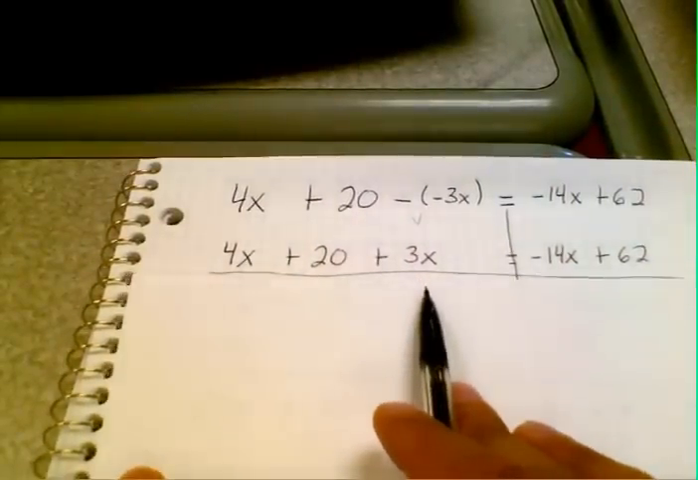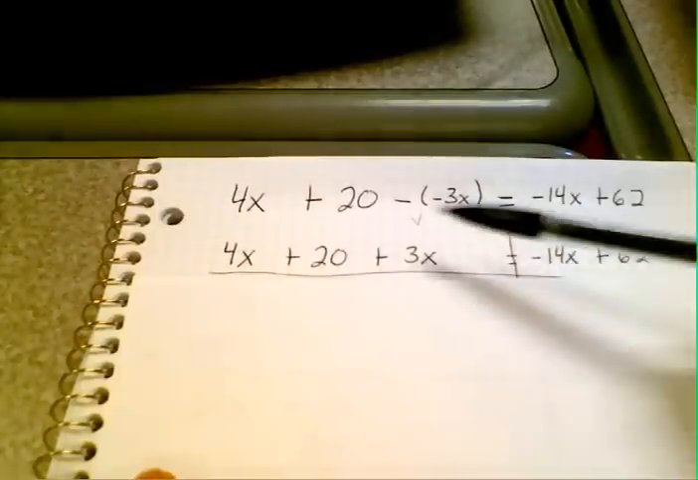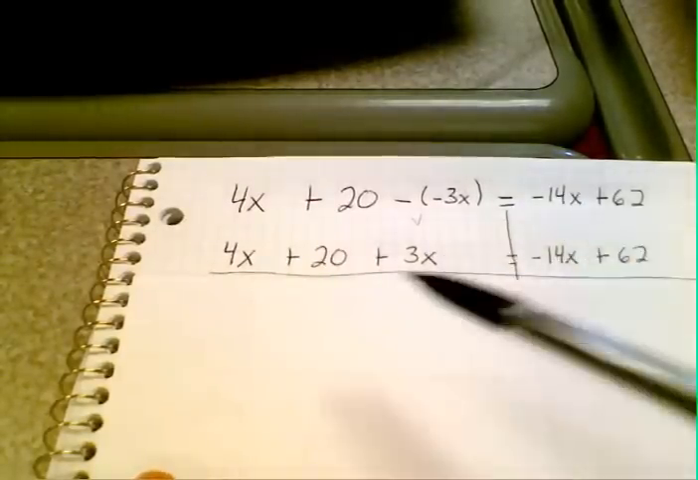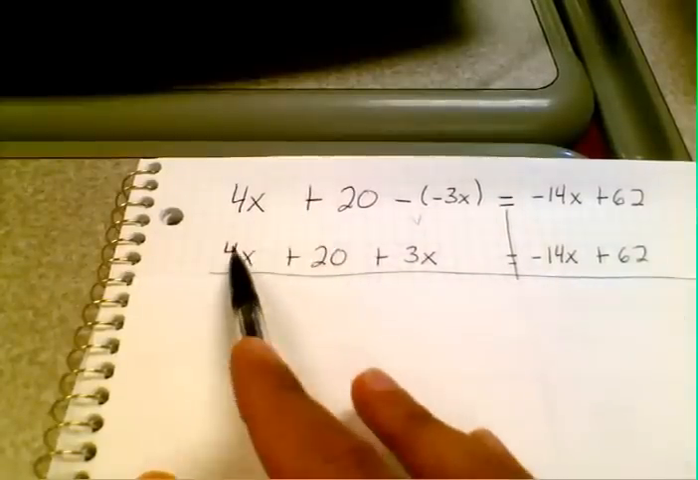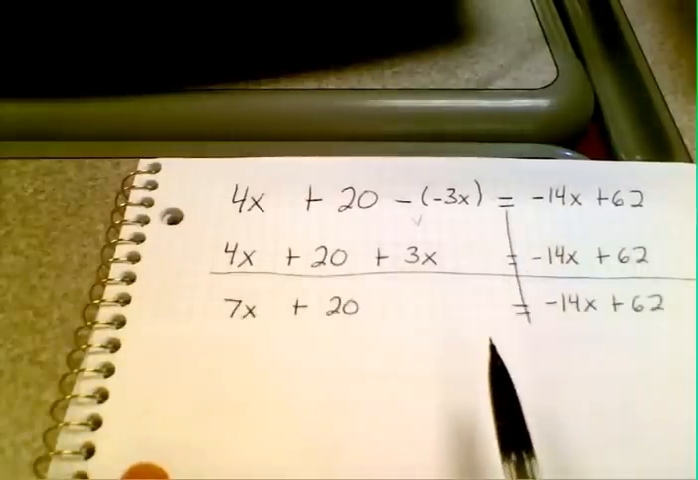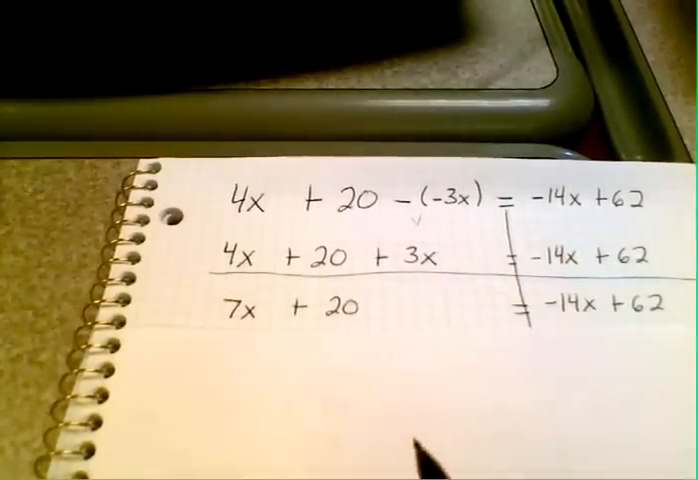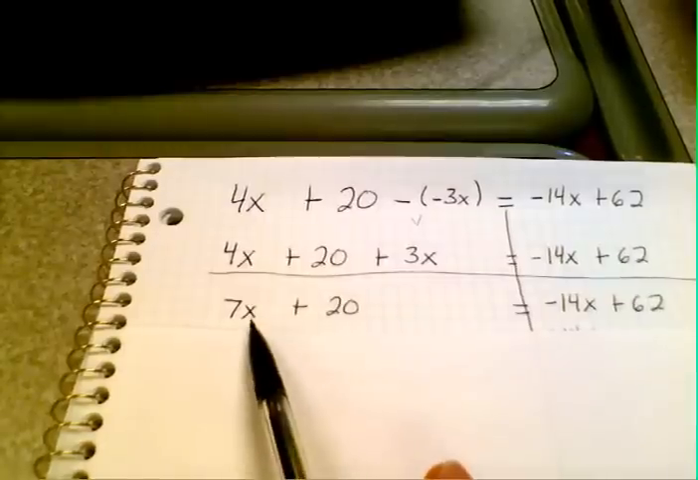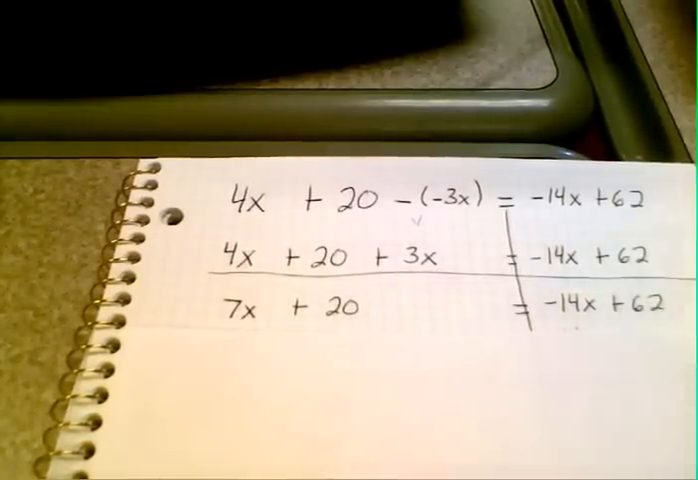And now I'm going to rewrite, and I'm going to keep everything organized here. Again, my line separates the left side of the equation from the right side. Now I see that there are some like terms that I can combine, my 4x with my 3x. So I'm just going to add those together. And notice I'm not trying to do too many steps here at once. So now I have 7x plus 20 equals negative 14x plus 62.